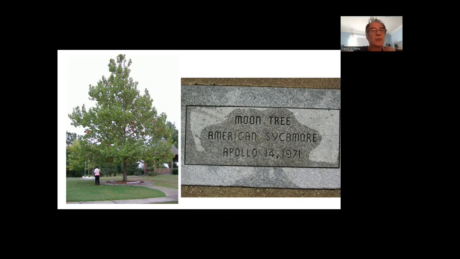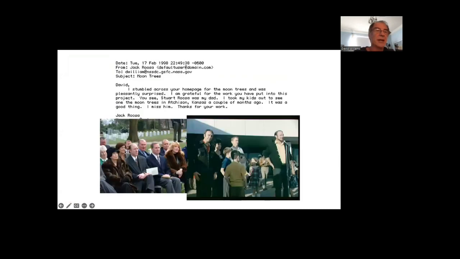After I'd been doing this for, I don't know, a few years, and I was getting more and more information on various moon trees, I got the following email. So you can see, I'm grateful for the work you've done, put into this project. You see, Stuart Roosa was my dad. This is from Jack Roosa. I took my kids to see one of the moon trees in Atchison, Kansas. I was really touched. The pictures weren't with the letter. I added those in, but I'll tell you about those in a minute. But the email I got was just very touching.